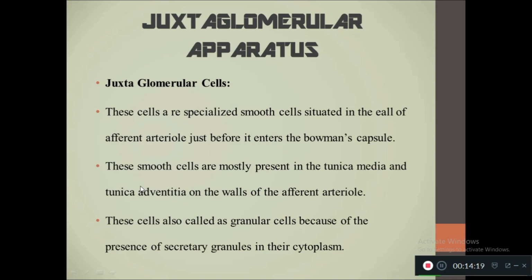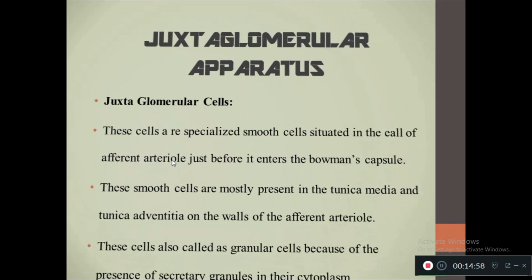These smooth cells are most commonly present in the tunica media and tunica adventitia on the walls of the afferent arteriole. You know the afferent arteriole, the blood vessel which enters the Bowman's capsule, has an inner layer, the middle layer, tunica media, and the outer layer, tunica adventitia. So these cells are present in this area. These cells are also called granular cells because of the presence of secretory granules in their cytoplasm. So this is about juxtaglomerular cells.